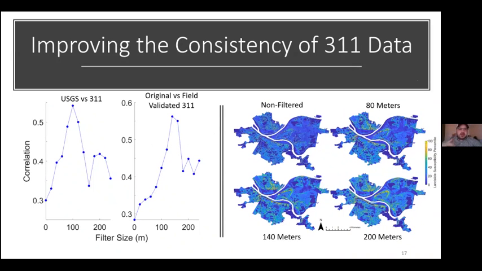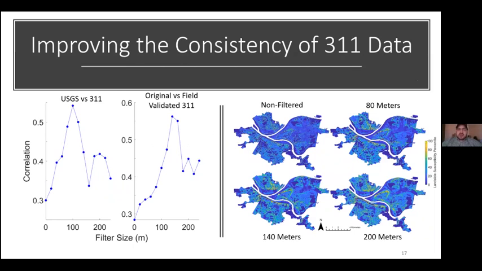So now another way to potentially improve the consistency of this 311 data was we incorporated a filtering process where we filtered our factor maps by a circular filter from 0 to 240 meters filter size. And just to give you an example of how the filter is affecting our maps, I have over here to the right what is shown from non-filtered all the way up to 200 meters filtered. And at each interval, we're comparing the spatial correlation of each of these maps.